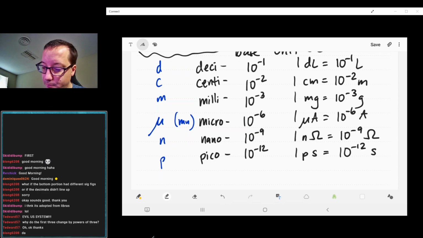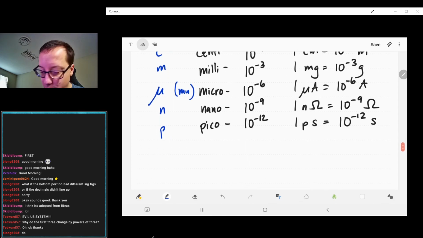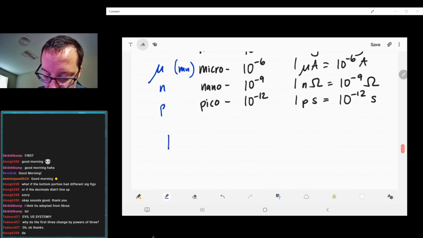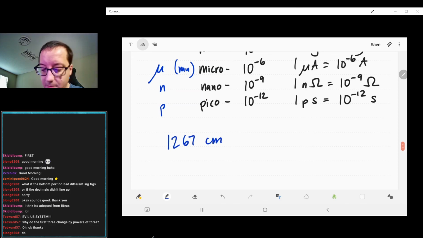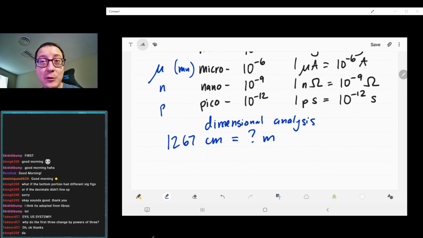So we're going to end up having all of these factors here that we can use to convert things in between. For example, if I have something that is 1,267 centimeters, we could find out how many meters that is. And we're going to be using a process called dimensional analysis, aka unit conversion, to work this out.